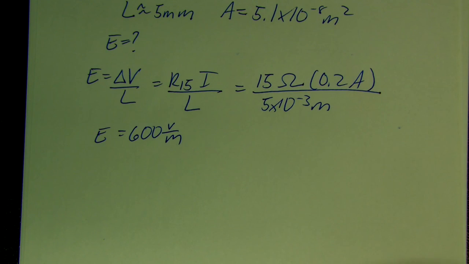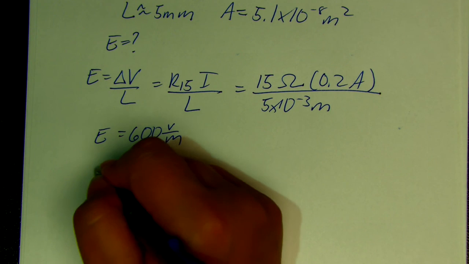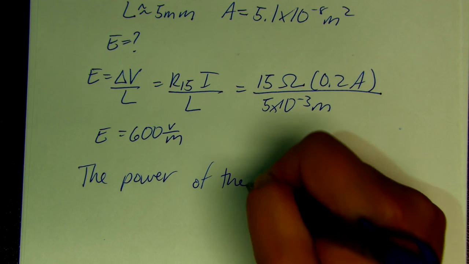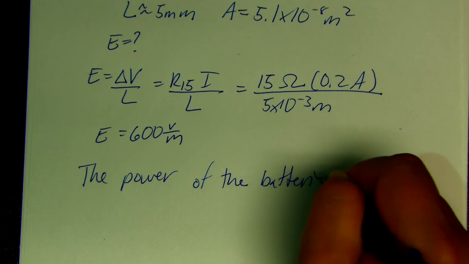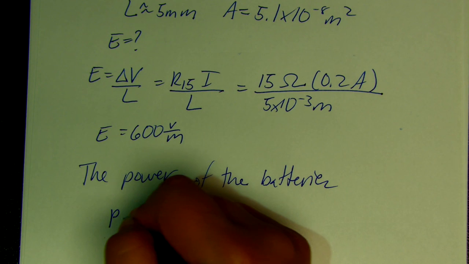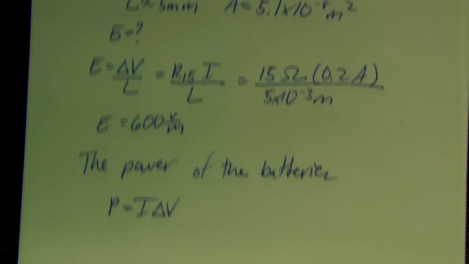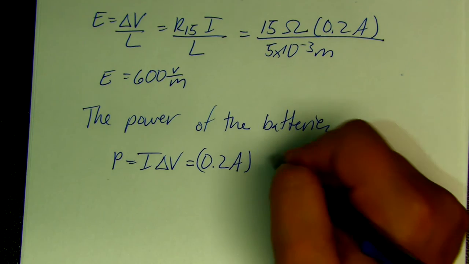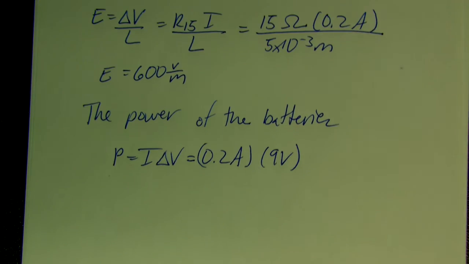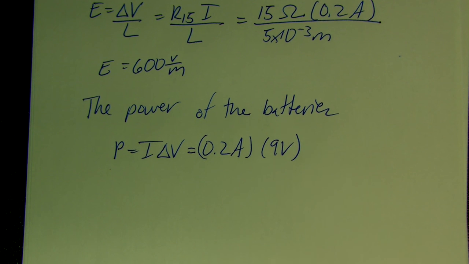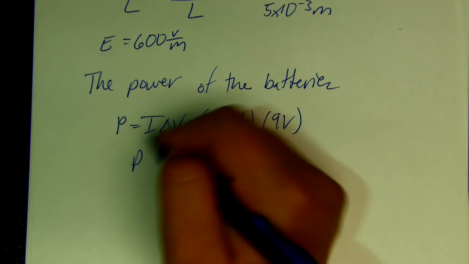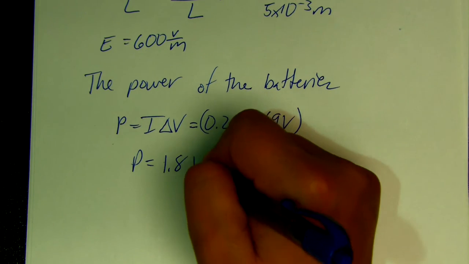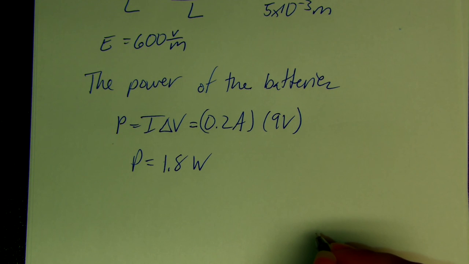So now we can go after the power of our batteries. Power is equal to I delta V, which is equal to 0.2 amps times 9 volts. And power for one battery would be 1.8 watts. And then you would just double that for the second battery.